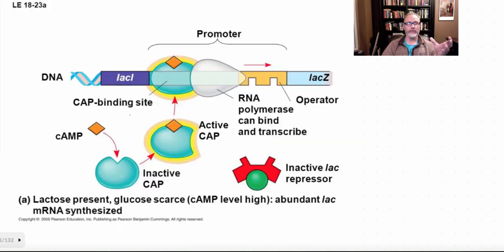Okay, so when we look at this now, this is a case where we have lactose present, but glucose is scarce, and because we don't have much glucose, we've got a lot of cyclic AMP that can bind to this activator protein, bind to the DNA and activate this RNA polymerase so that we can express these genes. Okay, so this is a case where lactose is present but glucose is scarce. Now we want to activate those lac genes so that we can make the lactase and break down the lactose and get the energy out of it.